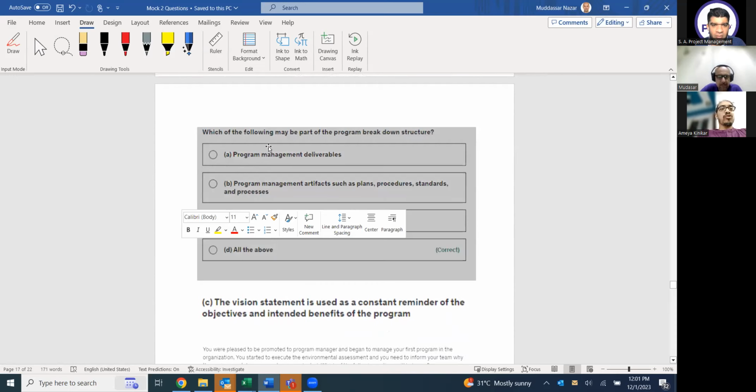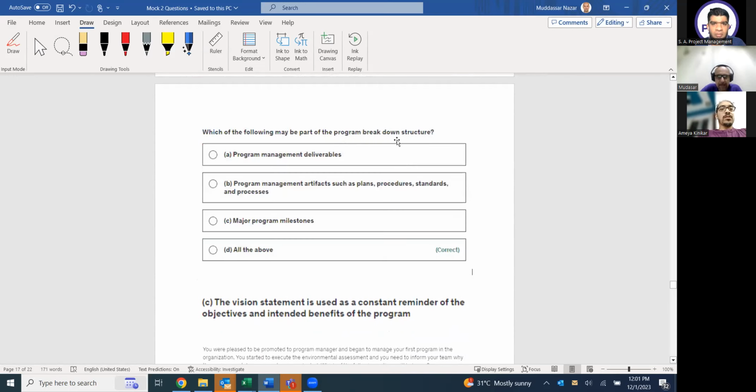The next question is, which of the following may be part of a program breakdown structure? Program management deliverables, program management artifacts such as plans, procedures, standards, and processes, major program milestones, all of the above. I know work breakdown structure, but program breakdown structure I was not clear. Same. It's a misprint. Program work breakdown structure is a WBS. In the program WBS, we are defining the scope. In the scope, we have deliverables, artifacts, activities, and milestones.